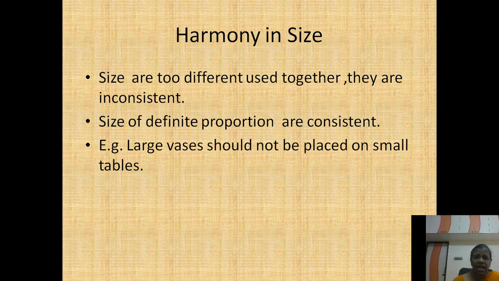Size has different types. When two different sizes are put together, they may look inconsistent, but if the objects arranged are of the same size, they look consistent. For example, a large flower vase should not be placed on a small table. If you keep a large flower vase on a small table, the size is inconsistent. One more example: a tall cupboard should not be placed near a small table.